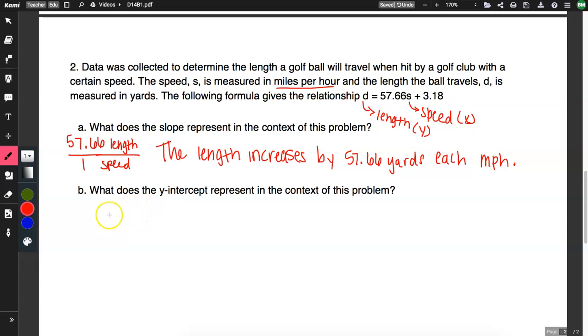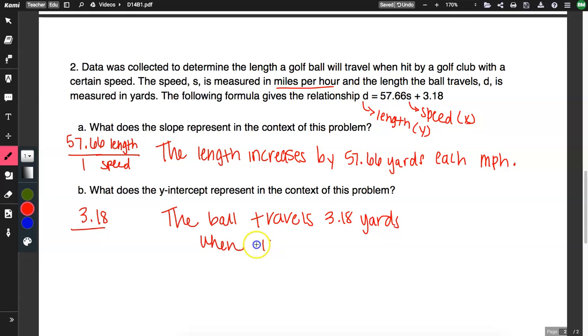What does the y-intercept represent? The y-intercept in this case is 3.18. So the ball travels 3.18 yards when the speed is 0, right? When your x variable is 0. Okay, and we're done.